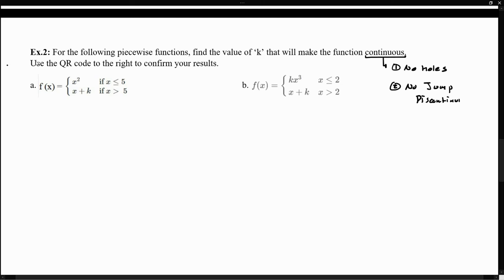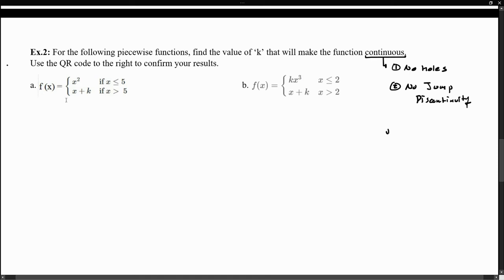Or in other words, you can trace the function without lifting your pencil. There should be no holes, or there should be no jump discontinuity among them. So let's see what we have here. We have a function, x squared, where x is less than or equal to 5, and x plus k. Our objective is to come up with a value of k where we have either no holes or no jump discontinuity.